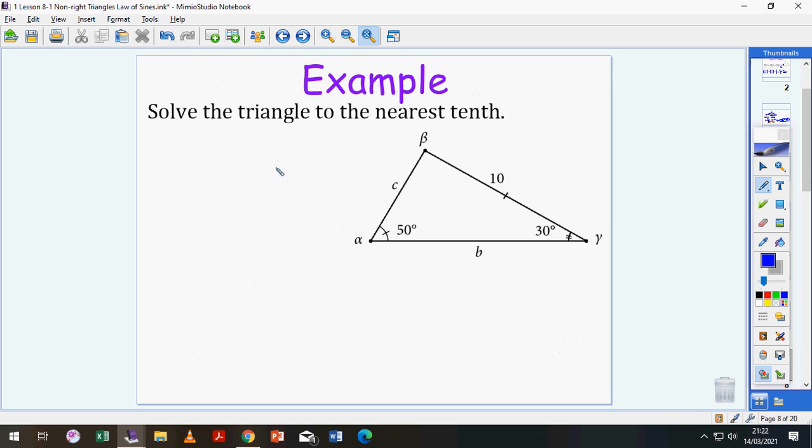So let's look at this example. If I want to solve this triangle to the nearest tenth, I need to give all my answers to the nearest tenth. Solving means I find all the unknown sides and all the unknown angles. So I have angle A, let's check. I have side A, this is side A or side alpha. Let me just call it A.